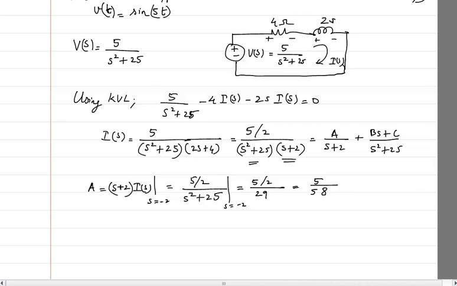Similarly, I can find the value of B and C by using cross multiplication. This I will leave for you as an assignment or worksheet to do today. Find the value of B and C and find the value of i(t). So these three values you have to find out. Thank you.